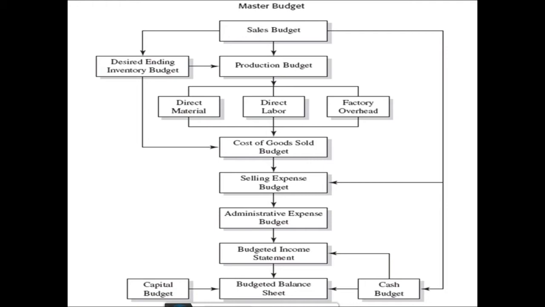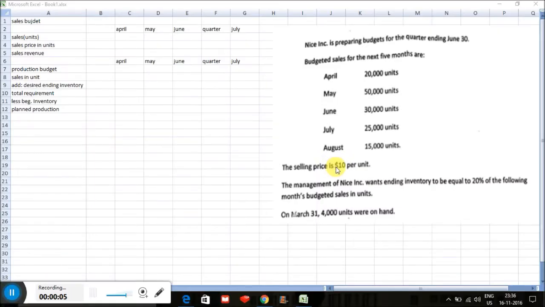Now let us move to the question. Here we are given a problem for NICE Incorporation to prepare the budget for the quarter ending June 30. The budgeted sales for the next 5 months are given to us, and the selling price per unit is also given, that is $10 per unit. Also, some more information is given: the ending inventory to be maintained at the end of each month is 20% of the next month's budgeted sales in units. And the opening inventory of finished goods is also given, that is 4,000 units on 31st March.